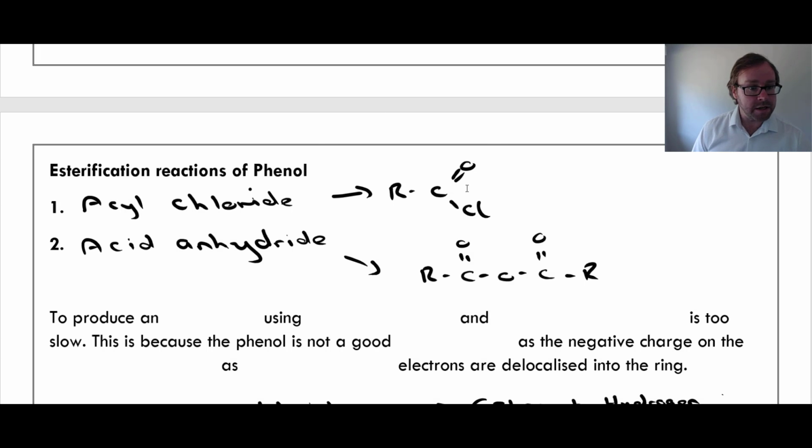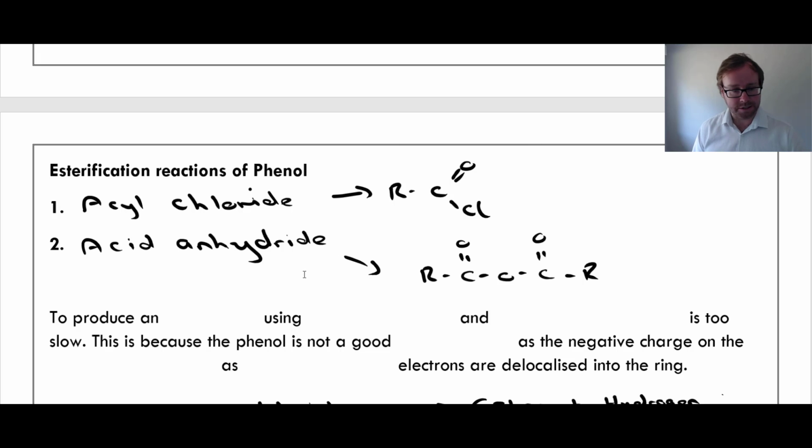So acyl chloride has a C double bond O and Cl. It looks very similar to a carboxylic acid, but we replace the OH with the Cl. And an acid anhydride is basically 2 carboxylic acids that have been joined together. If you're unsure about these two, watch the next video and I talk about these in more detail.